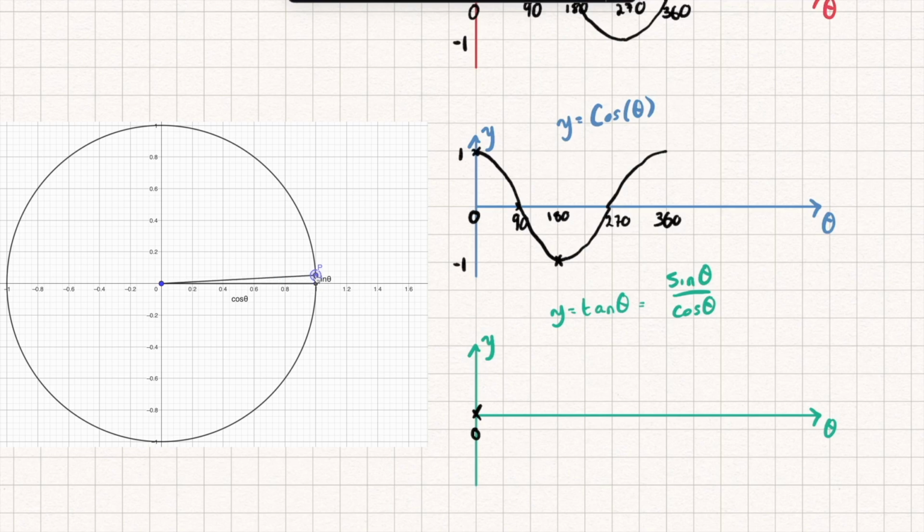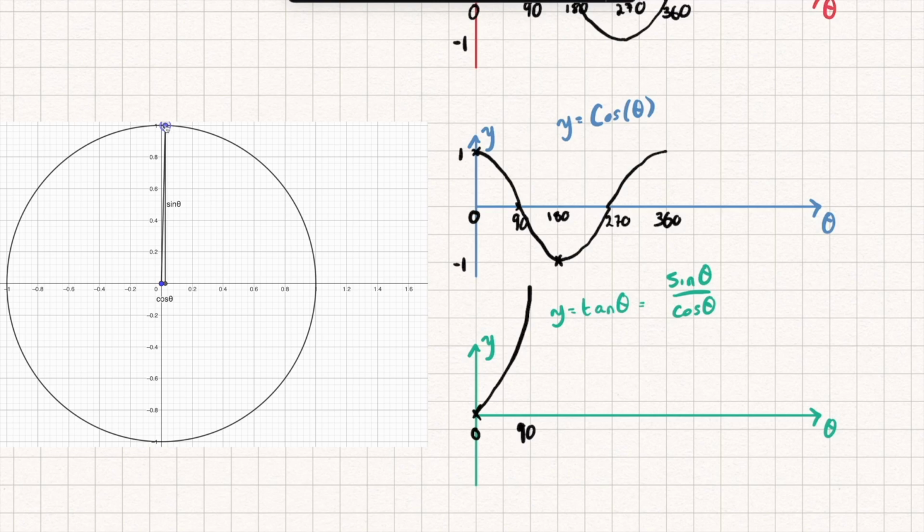Now let's increase the angle theta, and as I increase this angle, well, sine of theta is getting bigger and cos of theta is getting smaller. And when you're doing a bigger number divided by a smaller number, your output is going to get bigger and bigger. And as this angle gets closer to 90 degrees, you can see we're doing a number that's nearly 1 divided by a really small number. And that's just going to get really big very quickly. And this is actually going to tend to infinity as the angle tends towards 90 degrees.